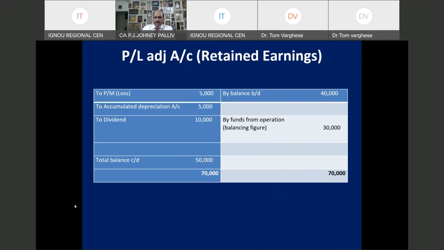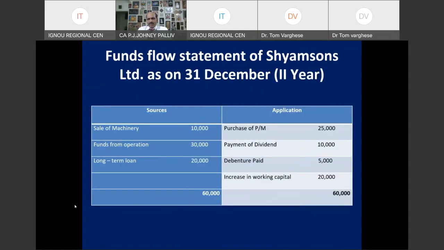Now we are going to balance the retained earnings account. For the purpose of balancing retained earnings, we have to total the debit side. 5,000 plus 5,000 plus 10,000 plus 50,000, which is 70,000. Extend that 70,000 to the right hand side, 70,000. Opening balance is 40,000. 70 minus 40 is equal to 30,000. This 30,000, my dear friends, is the funds generated from business operation during the year. You can see funds generated from business operation 30,000.